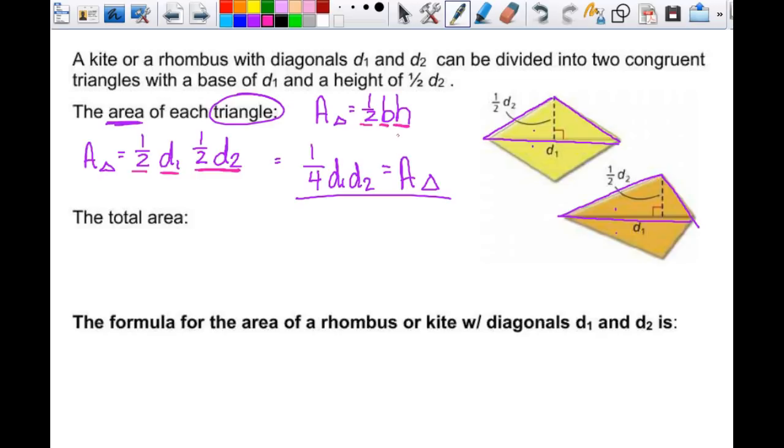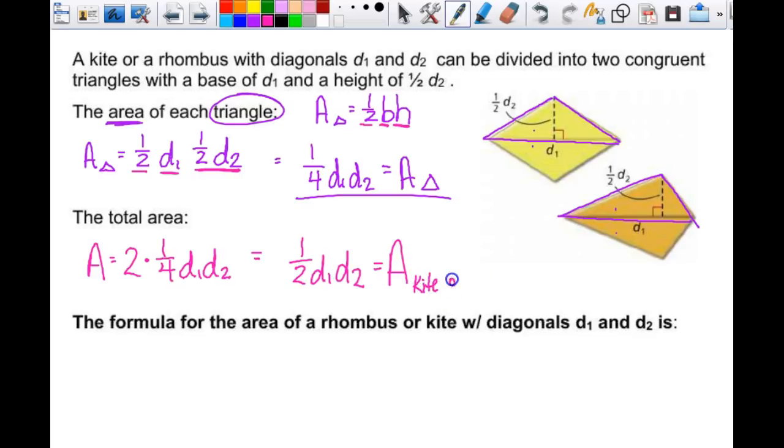To actually get the area of the rhombus or the kite, doesn't matter, either, what do I do? Multiply by 2. Okay. So the area is 2 times 1/4 D1, D2. So what's 2 times 1/4? 1/2. So this is 1/2 D1, D2, and that is the area of a kite or rhombus.